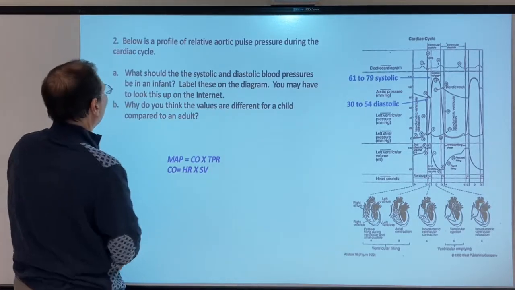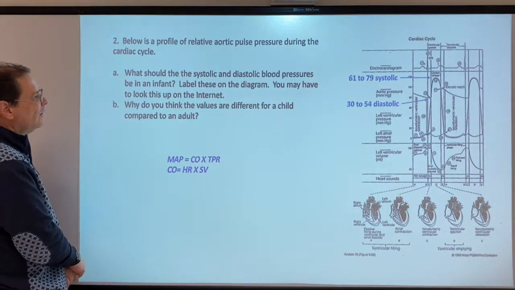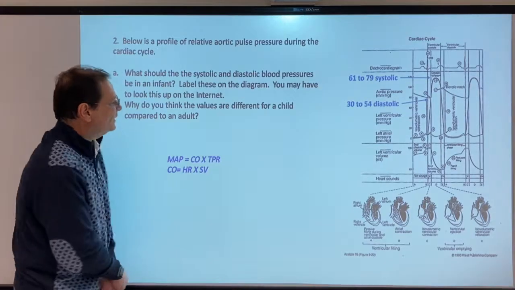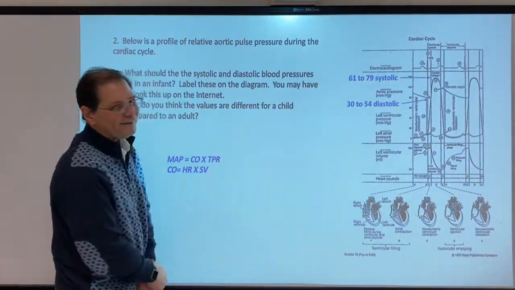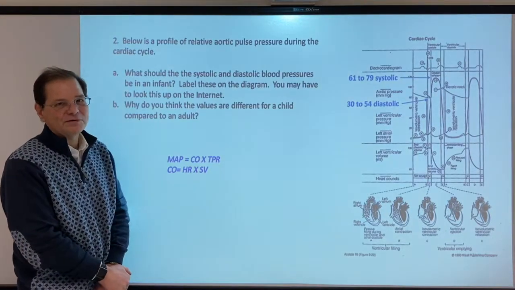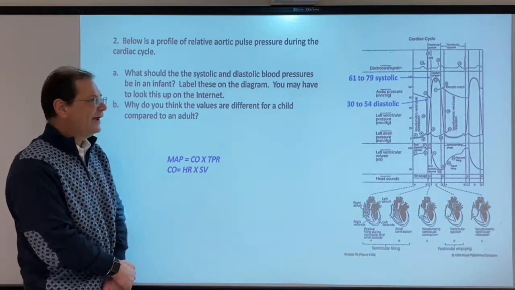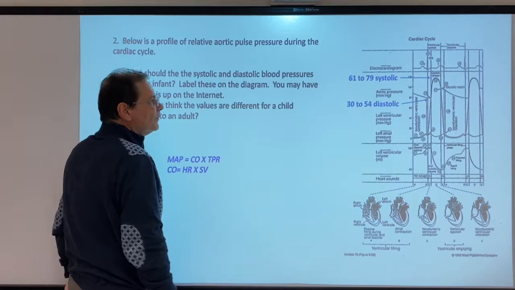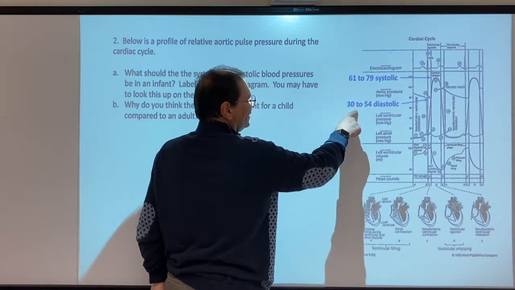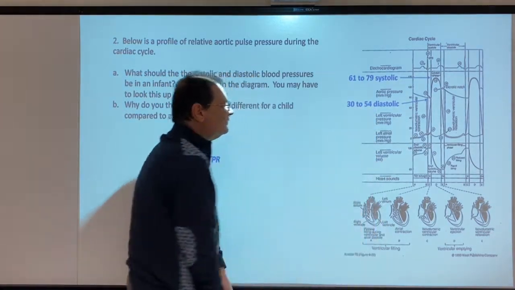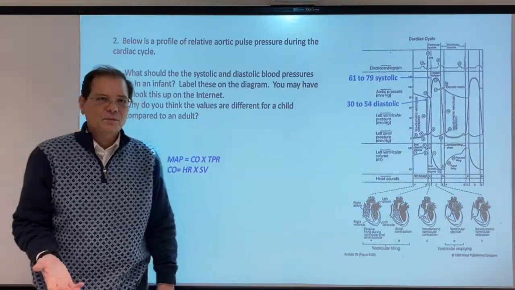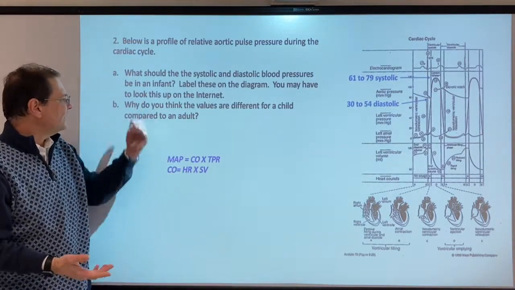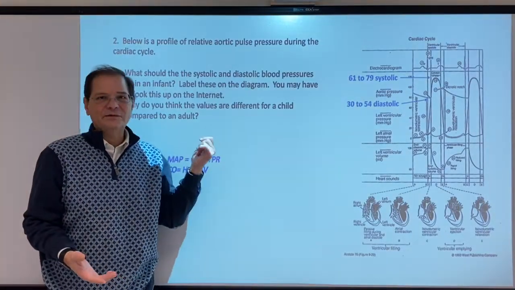I also asked you what the normal pressures are in an infant, and I told you you might have to look it up on the internet. That turns out to be wrong, because you could actually look at Eli's data where the normal blood pressures are actually given in the data. But the systolic, 61 to 79, diastolic, 30 to 54, so those are considerably lower than what you find in an adult. So the next question was, why do you think those values are lower?